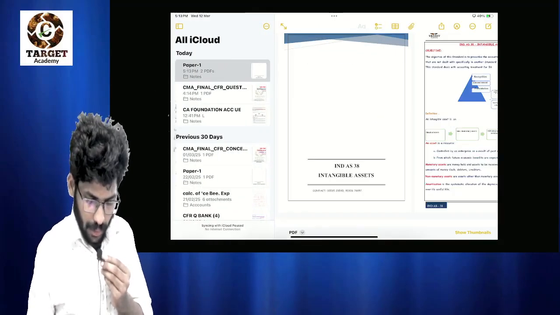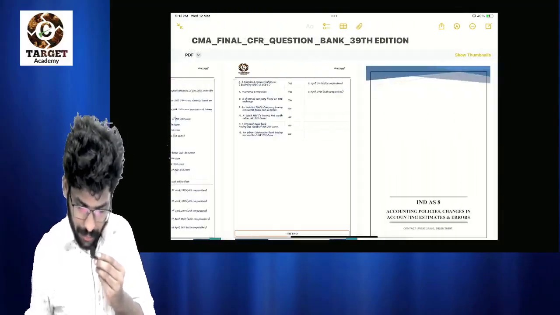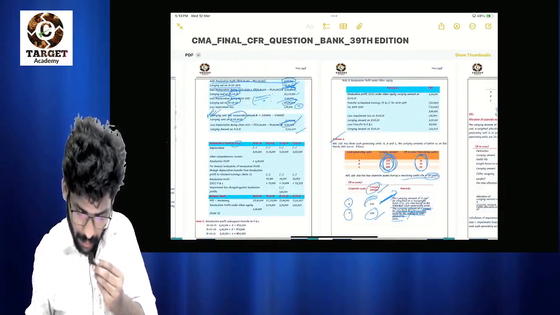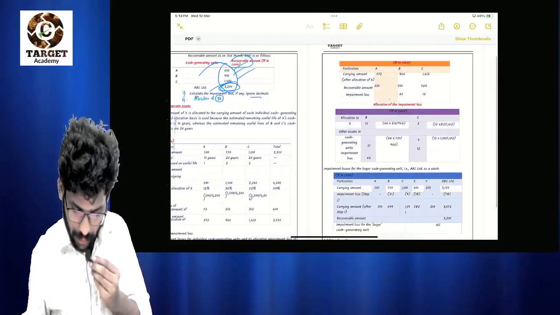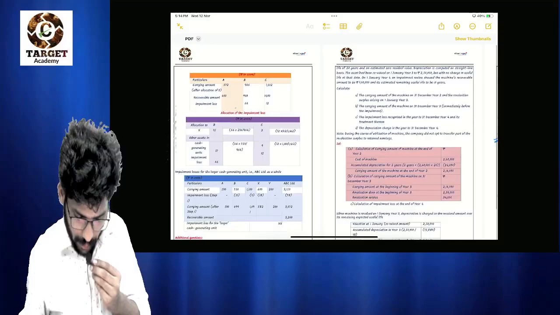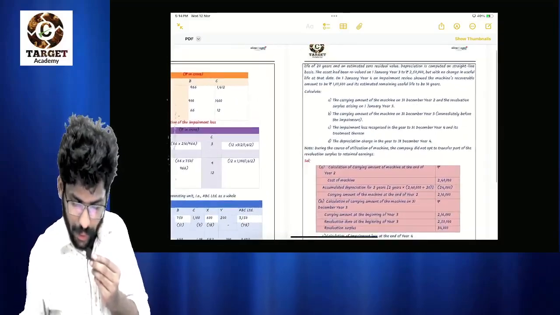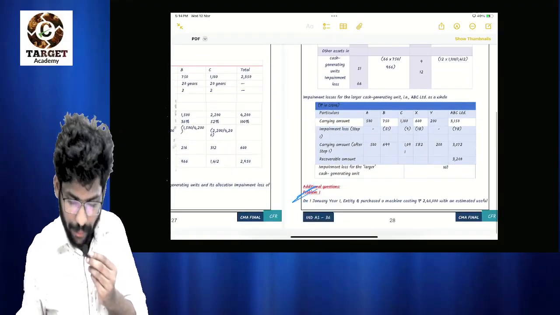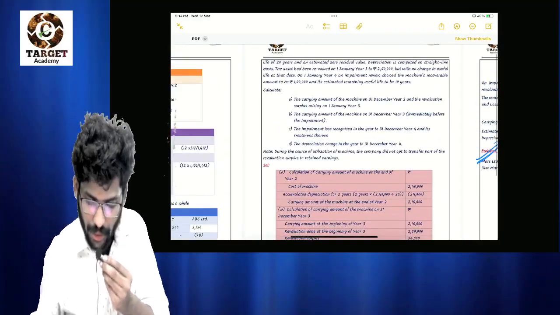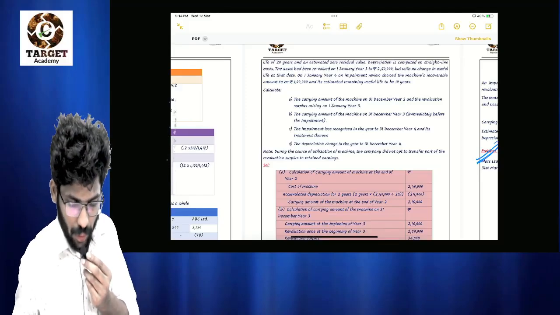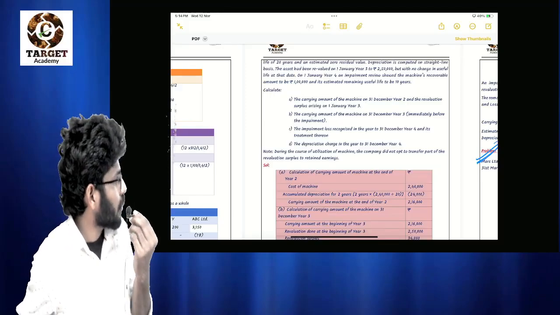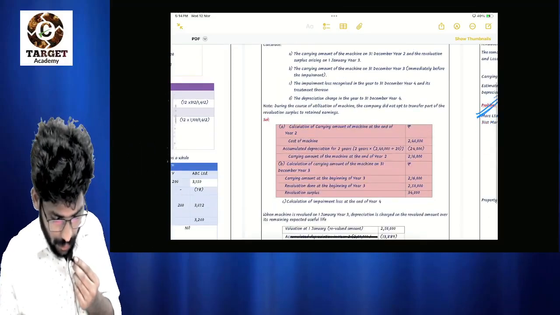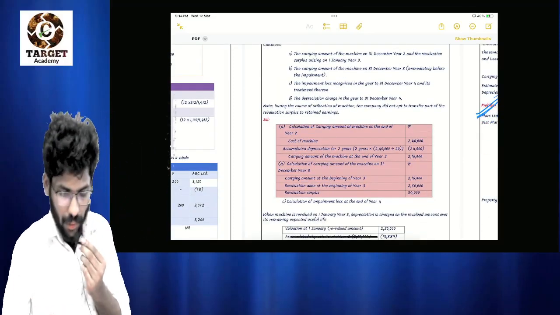We are done with the questions also. No question is pending, right? Question number 1, 2, 3, 4. Additional problem number 1. Please do this problem number 1 as homework. This is a basic question only, guys. You just need to calculate the impairment loss, carrying amount, and so on. You need to solve this question. The answer is given in the question bank. Okay, thank you so much.